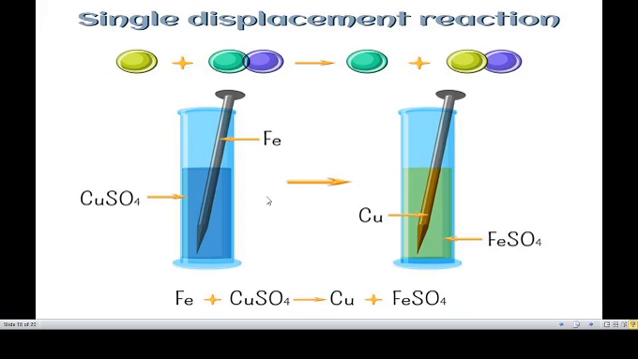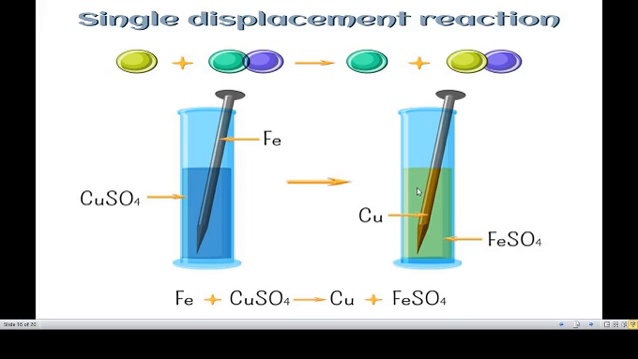The same is explained here. This is a copper sulfate solution. The color of copper sulfate is blue. The iron nail is dipped into the copper sulfate solution. After the reaction, the blue color of copper sulfate changes into green.